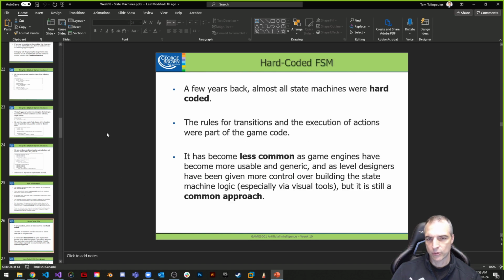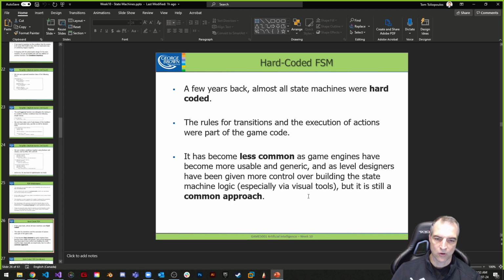Let's talk about hard-coded FSM. Hard-coded finite state machines are probably still the most common approach, though I would say less common than before, now that game engines are more flexible. For example, if you're using a generic game engine like Unity or Unreal, then it'd be less common.